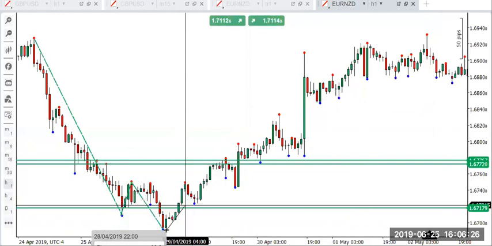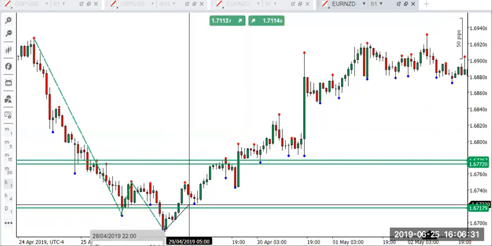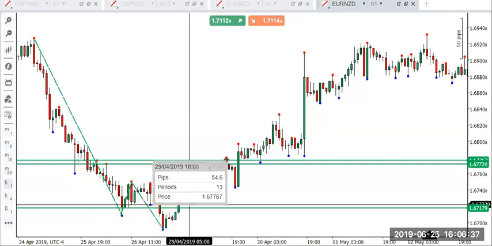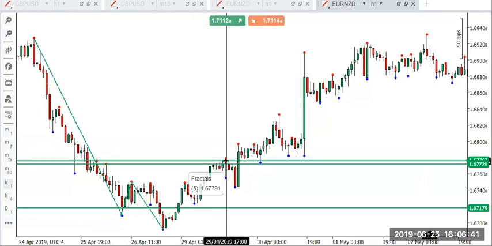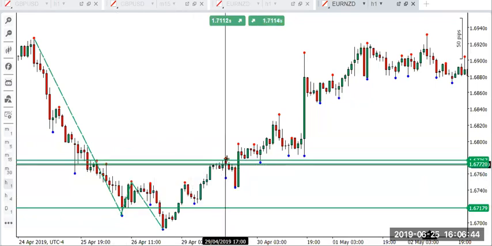So I'm risking roughly, let me see, in this particular trade it would have been about 35 pips, because your stop is about 5 pips below. But your take profit was 54. That's not bad. That's not bad at all, right? And this was your first TP.